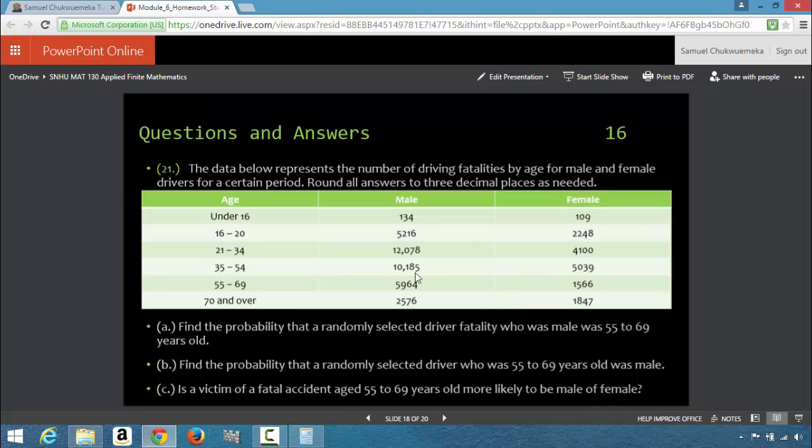Okay, so this is really too much, this data. We need to be careful to save lives. Don't drink and drive. If you must drink, don't drive. If you must drive, don't drink.